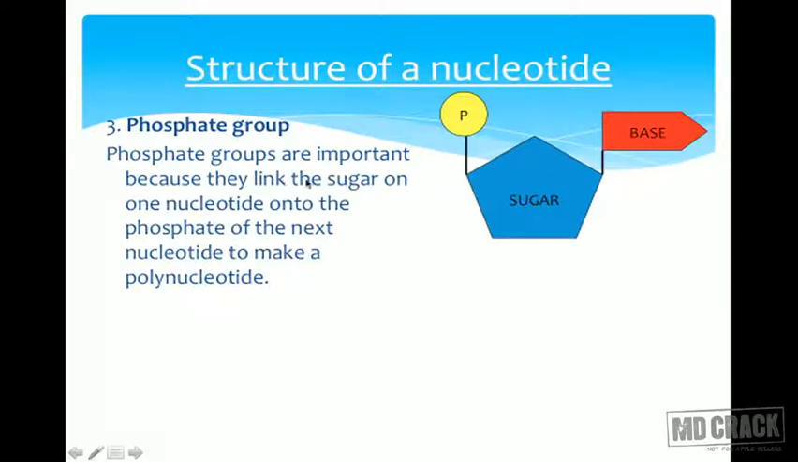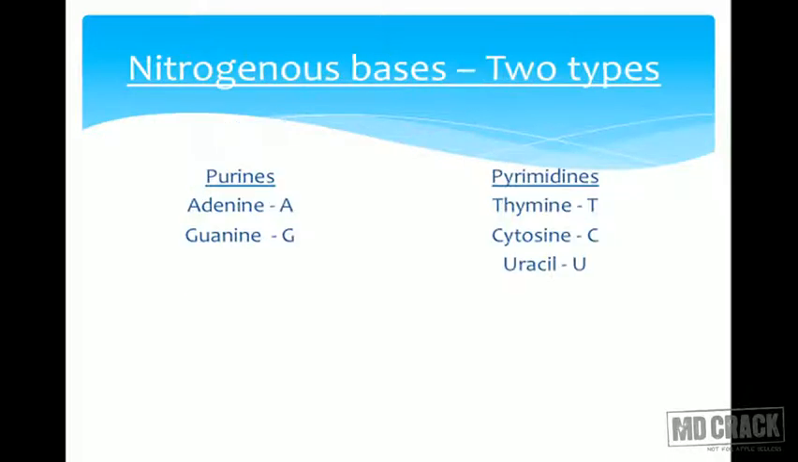Now why is the phosphate group important? Because it links the sugar on one nucleotide onto the phosphate of the next nucleotide to make the polynucleotide. So basically it is a 3' 5' phosphodiester bond. For the nucleotides to link with one another, we require the phosphate group.